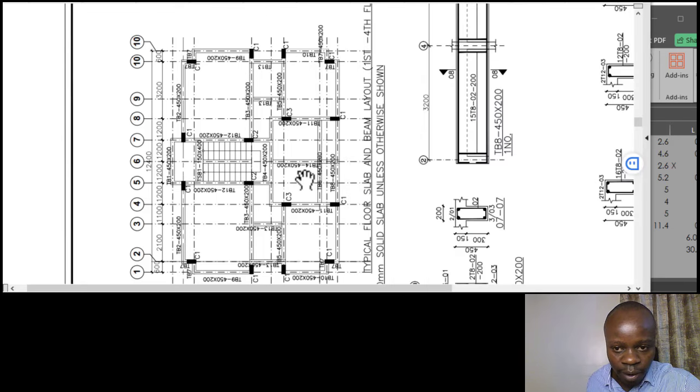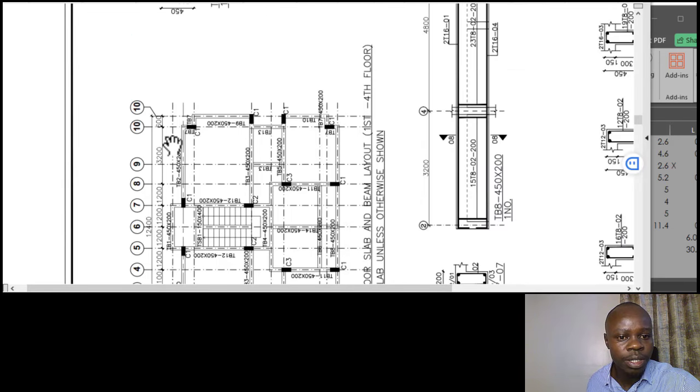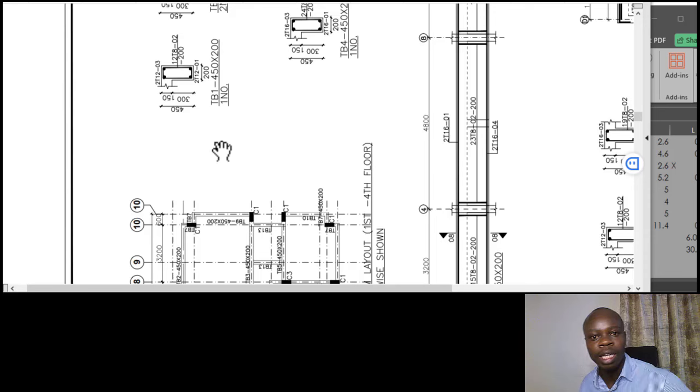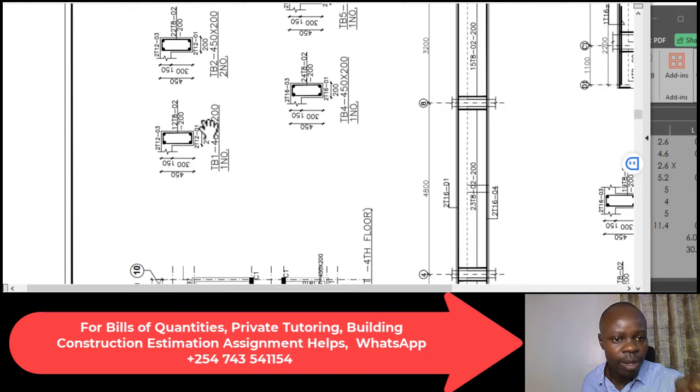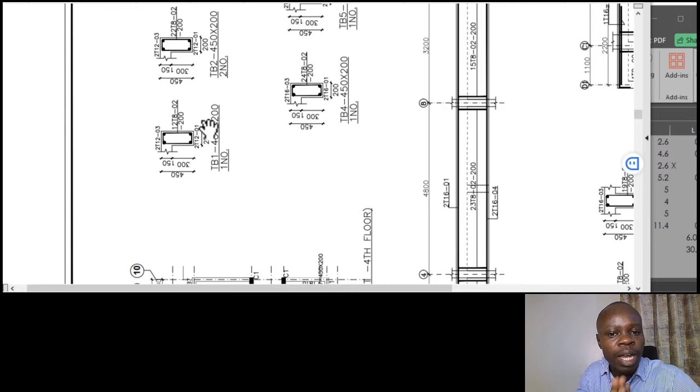Then after you've identified the lengths, go to the details. Of course you'll realize that they might be having different reinforcement and so on. So go to the details. Once you're at the details, identify those sets of beams that are having similar reinforcement classifications, and then add their lengths together. That is how you're going to sort those particular beams and do their reinforcement.